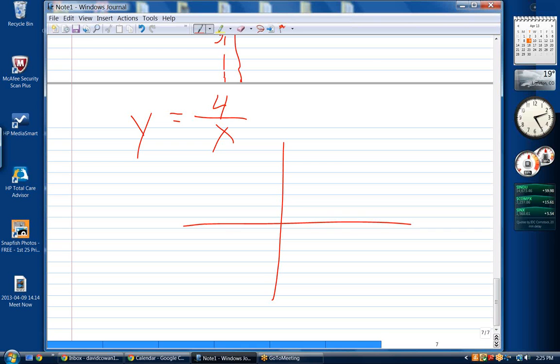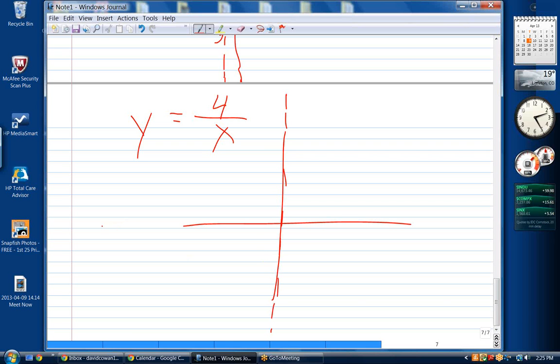Okay, so where are our asymptotes? So the vertical one is where? Is the vertical one or 0? It's x equals 0. In other words, this line is x equals 0. The y-axis is x equals 0.